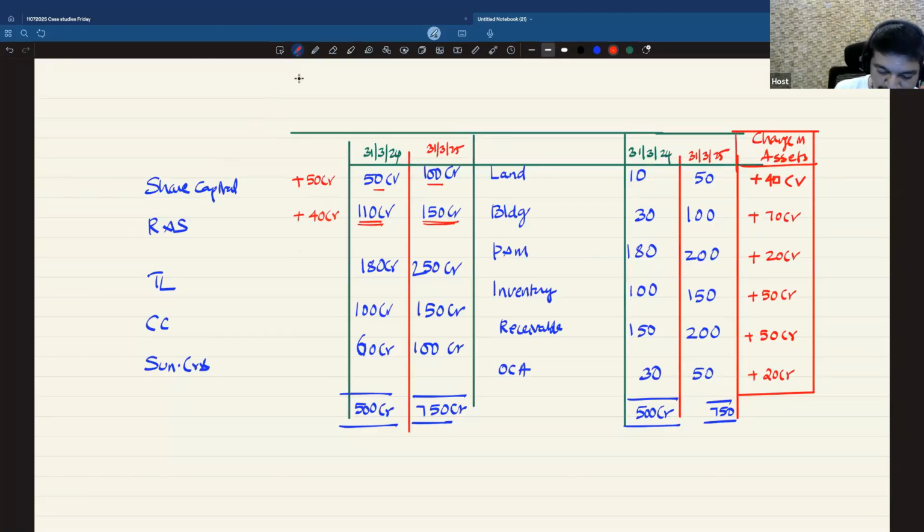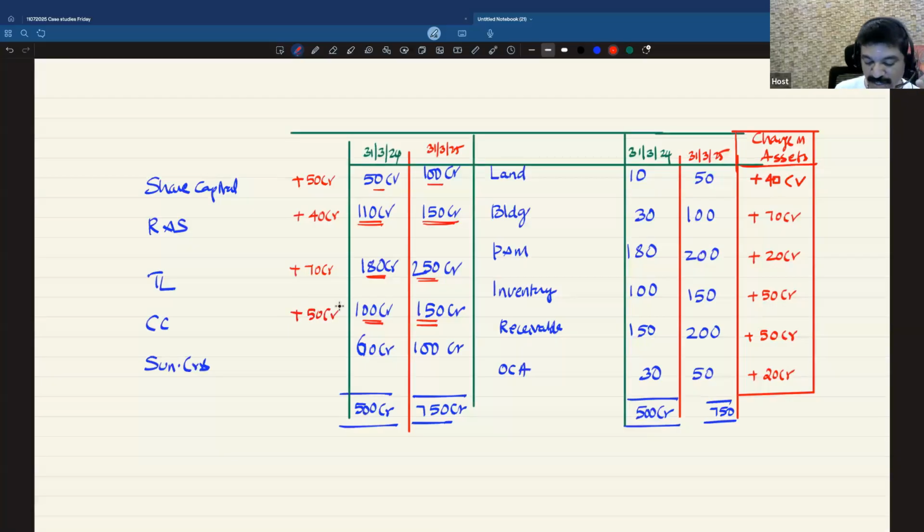Okay. Then look at the term loan. Previous year term loan position is 180 crore. Current year it is 250. So a term loan of 70 crore got added during the year. Look at the cash credit. Previous year it was 100 crore. Current year it is 150 crore. What is the increase in cash credit? It is around 50 crore.